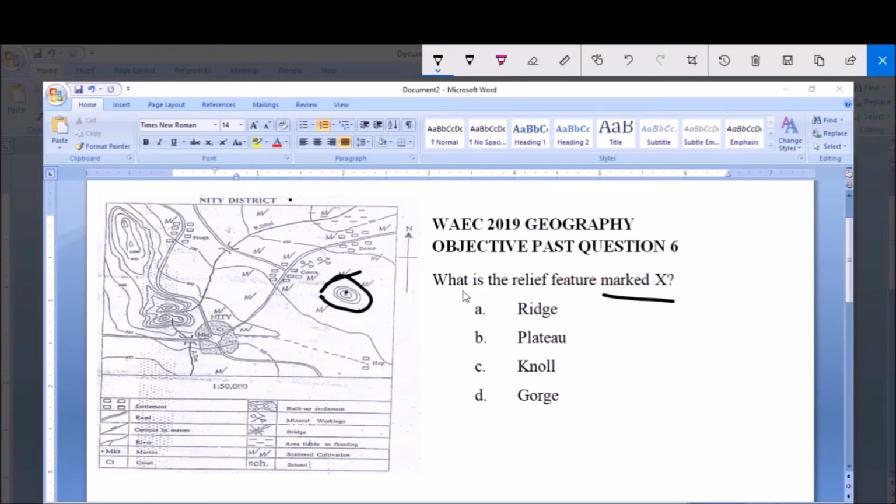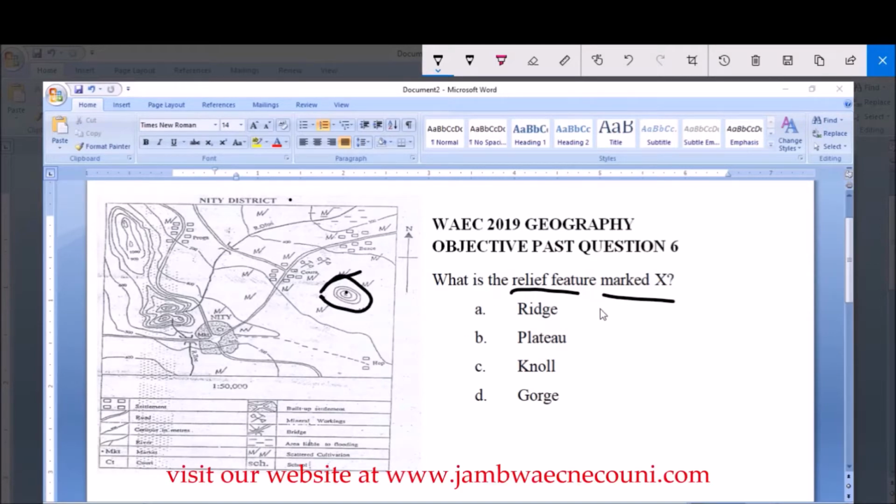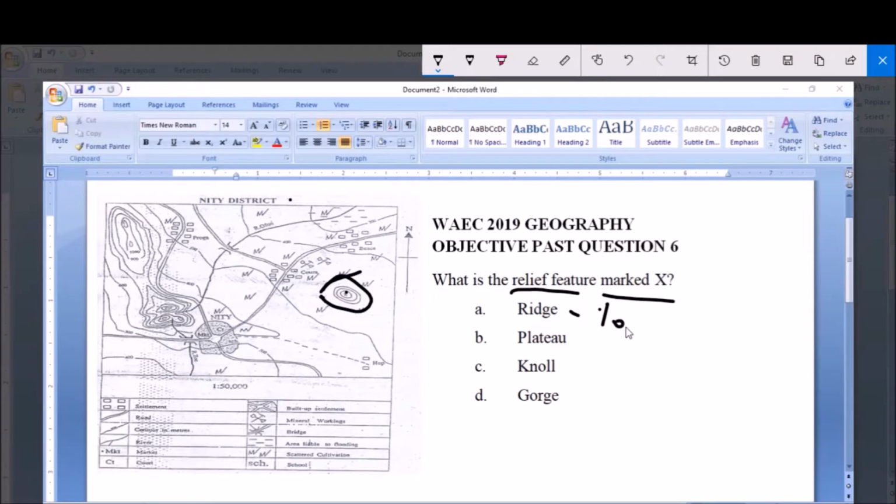So what exactly is this relief feature? So we'll take a look at what each of the options are, and then we'll see which one is closest to the relief feature marked X. So the first is ridge. Now a ridge is best defined as a long and narrow hill.